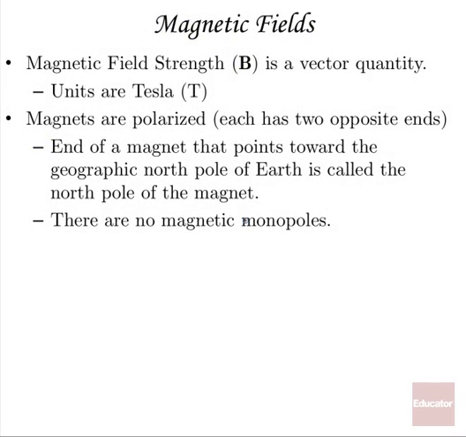Now, magnetic field strength is a vector quantity. It's given the symbol capital B typically, and its units are Tesla, capital T, where 1 Tesla is equal to 1 Newton second per Coulomb meter. Now, magnets are polarized. Each has 2 opposite ends. You have a north with a south. The end of the magnet that points toward the geographic north pole of the Earth is called the north pole of the magnet.